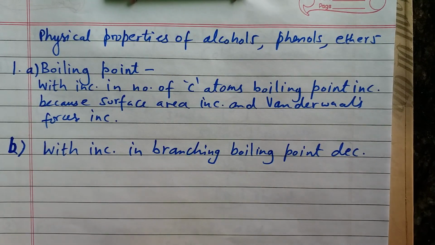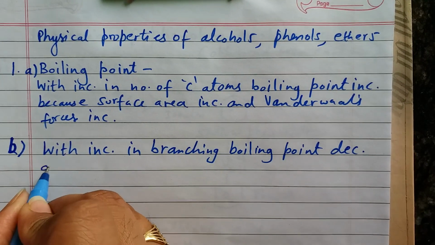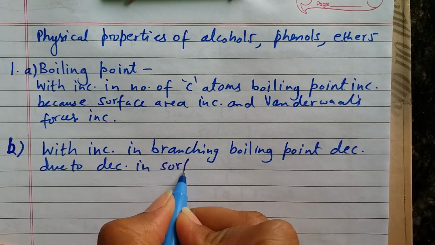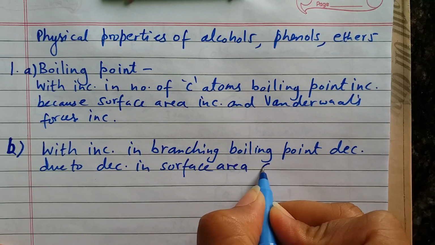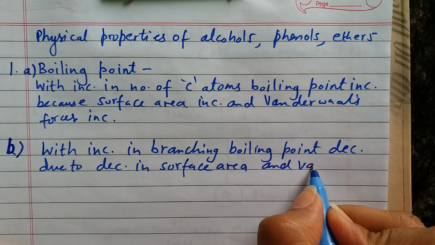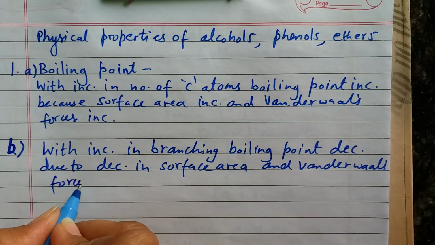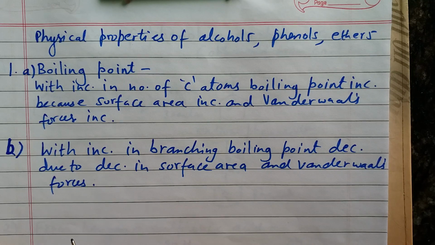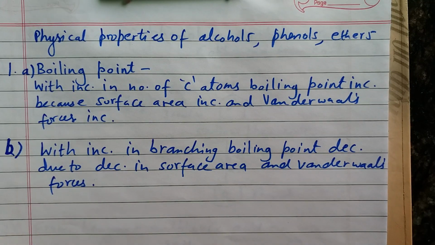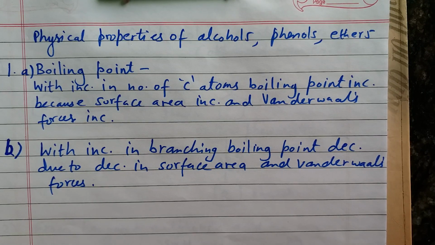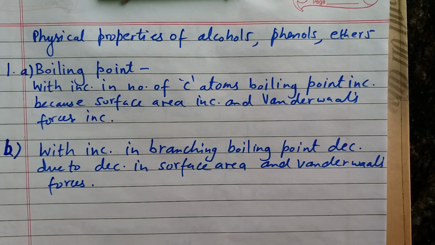So with increase in branching, boiling point decreases due to decrease in surface area and van der Waals forces. This point we have already discussed in the previous chapter also, that when the branching increases in a molecule, its surface area decreases, and when the surface area decreases, the van der Waals forces are also going to decrease, and hence the boiling point also decreases. Okay, so with increase in branching, boiling point will decrease.